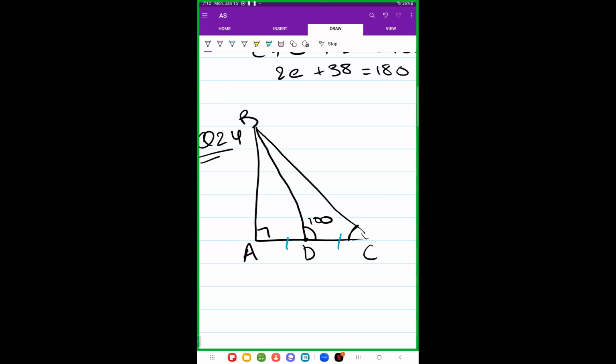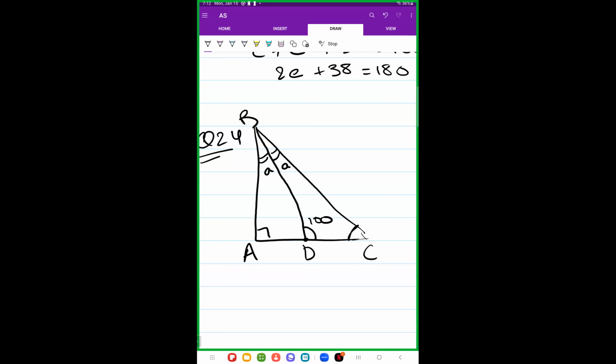Okay, no, they're not saying this won't be equal. It says it bisects B. If we read clearly, that means this angle and this angle would be equal because it's bisecting B. It's cutting B into two equal halves. So if this is A, this is also going to be A. Make sense? Yes.